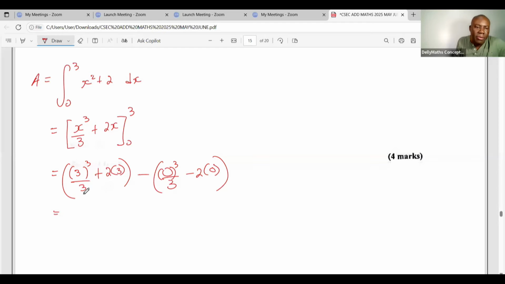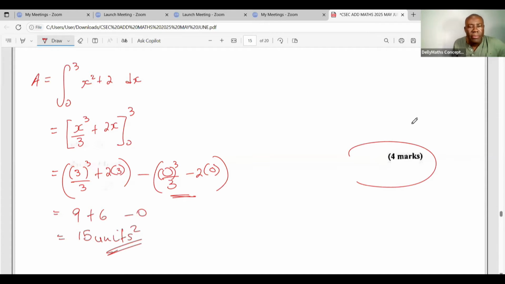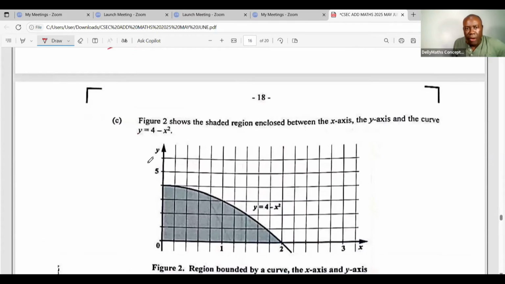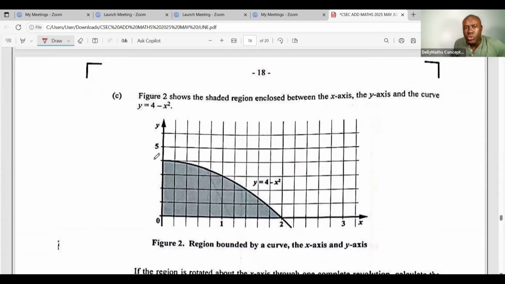27 divided by 3 is 9, plus 6. And in here, this is all 0, so minus 0. We're looking at 15 square units because it's area that we're dealing with. So basically we're just integrating there and understanding the limits that we have. Not a bad question.